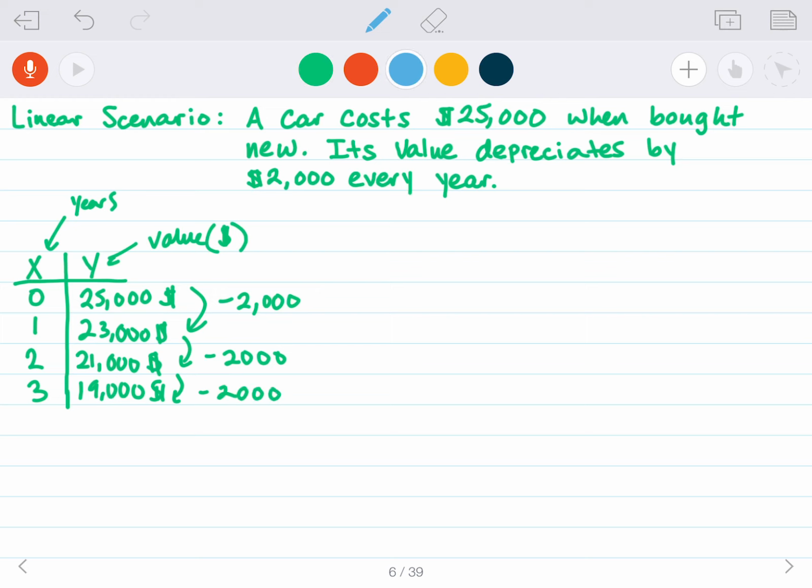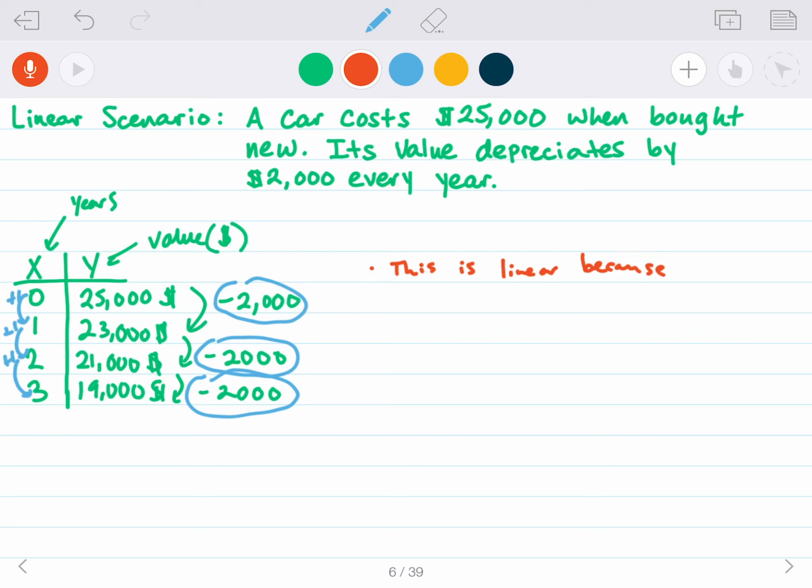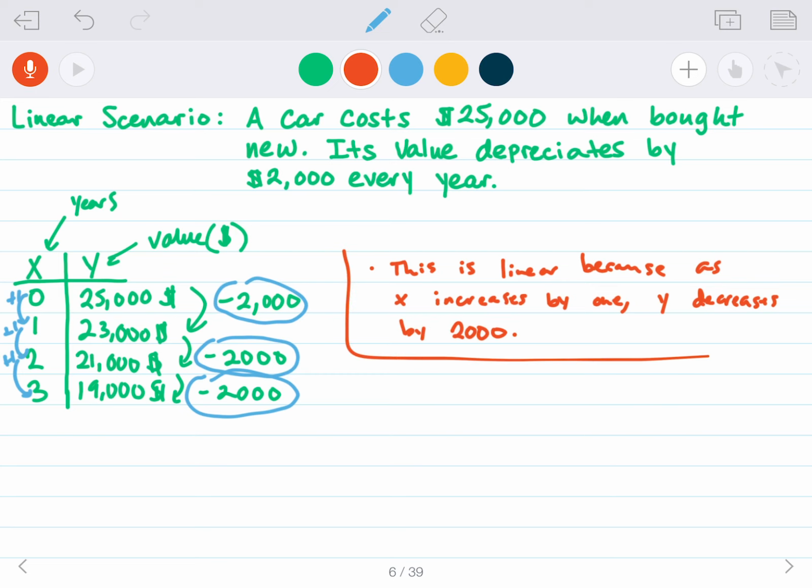And so we can see that this relationship is linear. Why? Because as we increase x by 1, as we increase the input by 1, the output is decreasing by a set amount. The output is consistently decreasing by $2,000. So this shows a linear relationship. And let's write it out. So this is linear because as x increases by 1, y, our value of the car, decreases by $2,000. So that's the set amount that it decreases by. So this is a linear relationship.